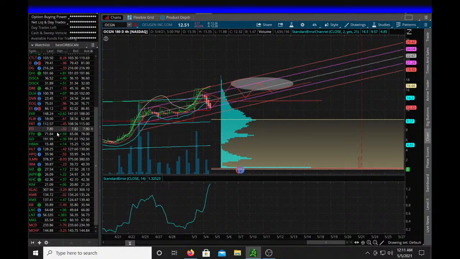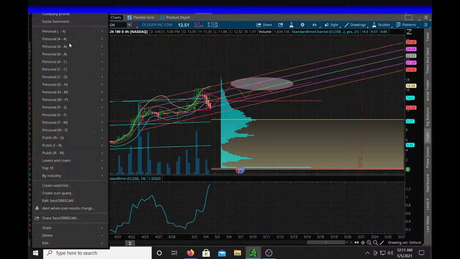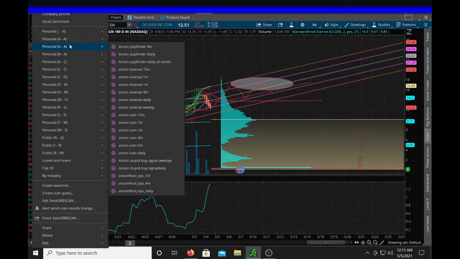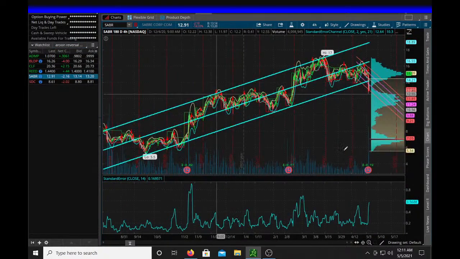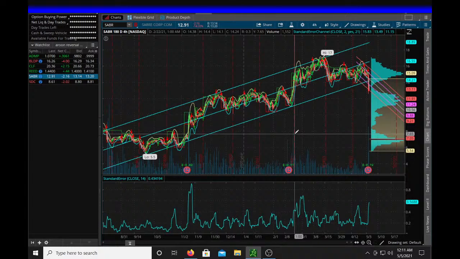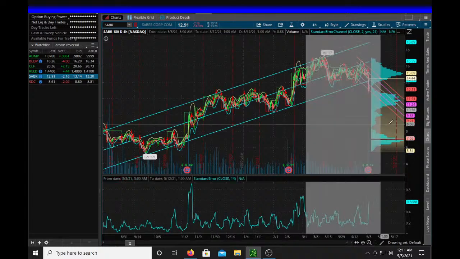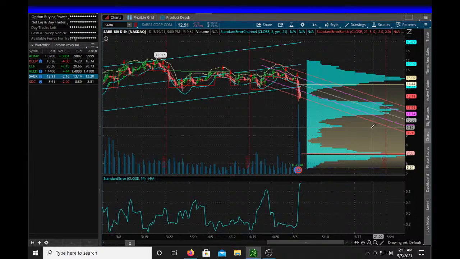Alright, now our ORB scan. This has been a fun little scan to play with here. But let's move on. Check out our reversals, which is interesting because this has all of these... Sabre. Dunder Mifflin and Sabre? Yes? No? No. Yeah, I didn't think so either. Okay.